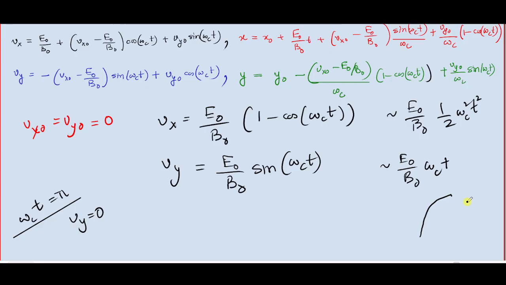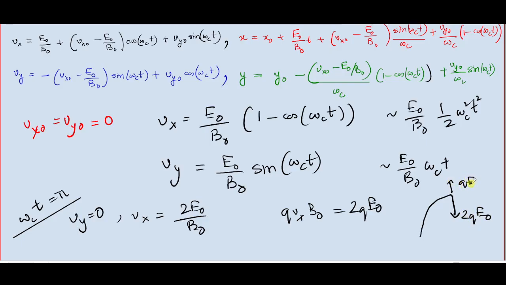By the way, this kind of motion is called cycloidal. At this point, Vy is 0, and then Vx is actually given by twice E0 by B0. And you can immediately figure out that the magnitude of the magnetic force, which is simply Qvx into B0, is twice QE0. This is downwards, so you have at the topmost point a force of twice QE0 downwards in addition to the QE0 upward force which the electric field provides. As we had already said then, at the topmost point the magnetic force is actually twice as big as the electric force.